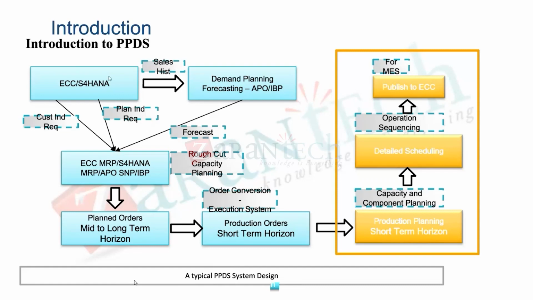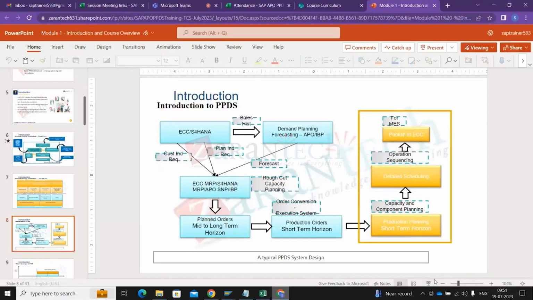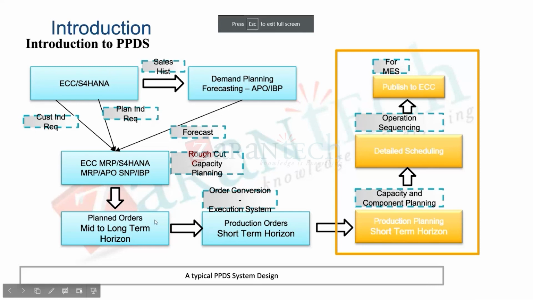So, anybody? Silence. Okay, no worries, because the diagram looks complicated. But see, what happens is, first of all, you have got an ECC or S/4HANA system. Correct, because you cannot do your executions unless you have an execution system, that is an ECC or S/4HANA system.